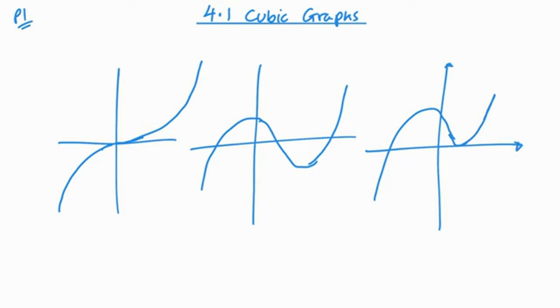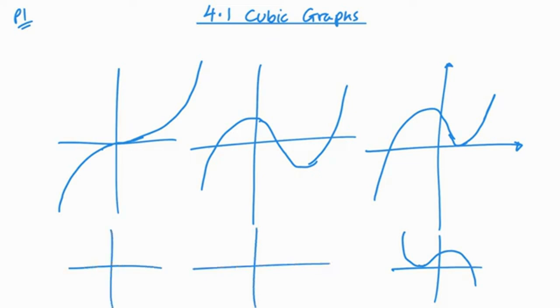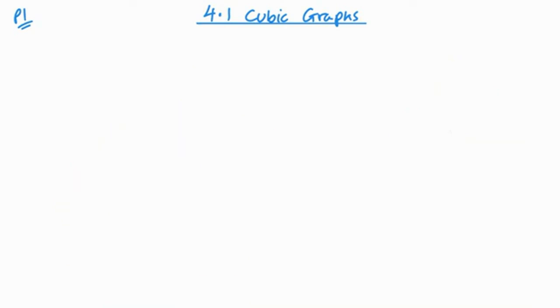And then if we were looking at negative x cubed, so negative cubics, then we'd be looking at kind of going the other way. That's a really bad one there. Okay, so again, they would be the same, just looking at the reverse. Let's have a look at how we go about sketching them.